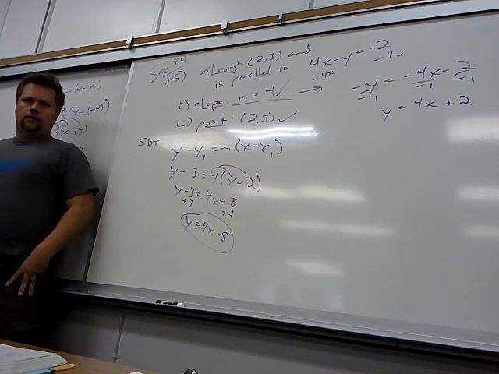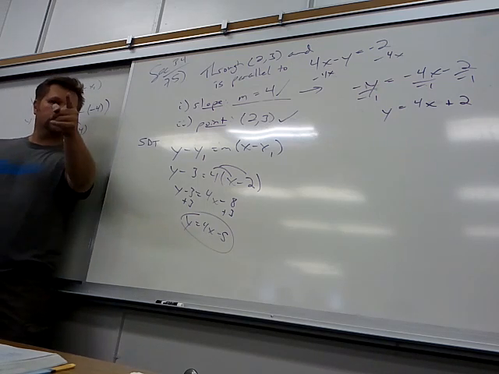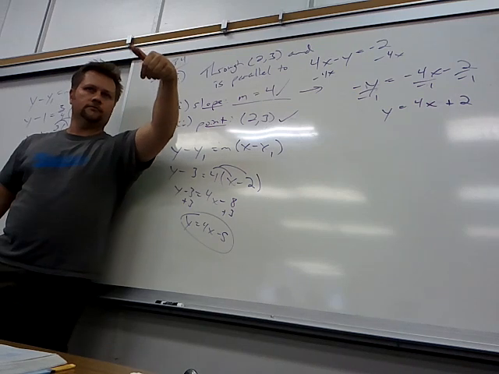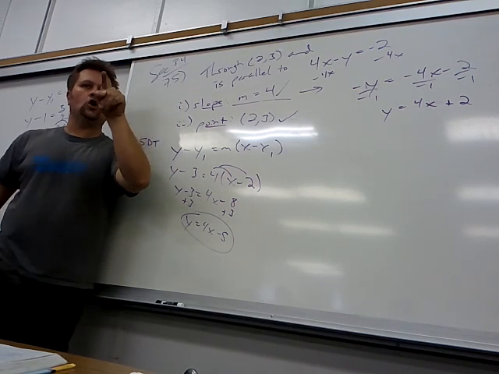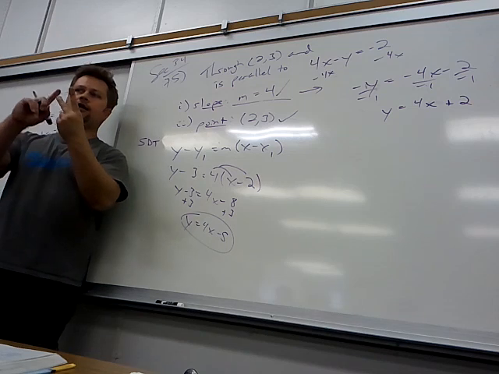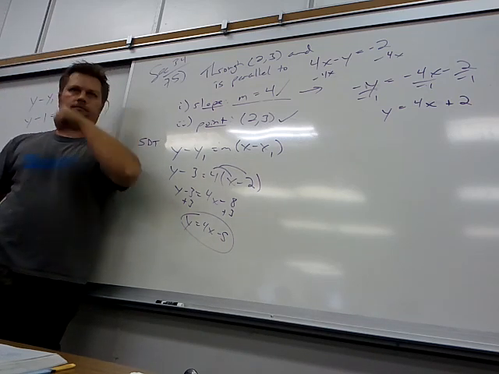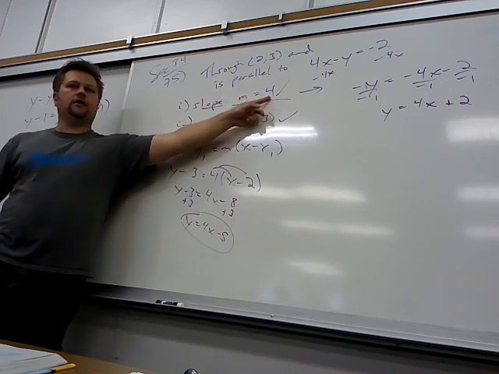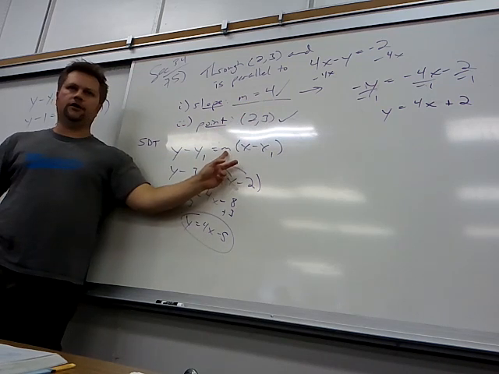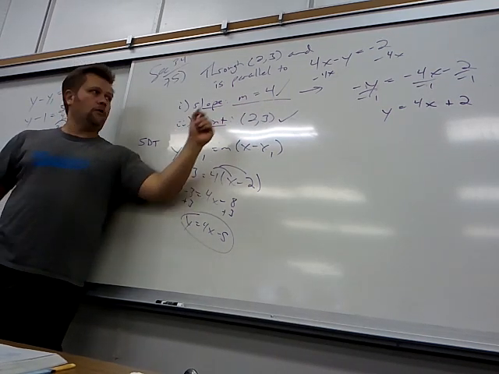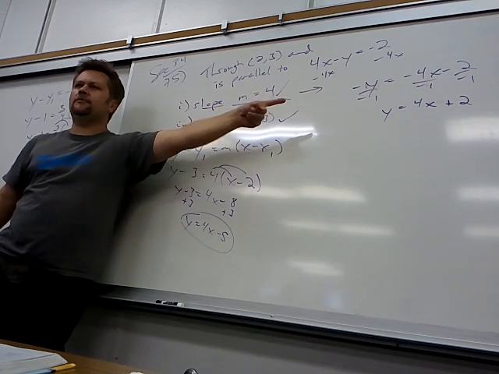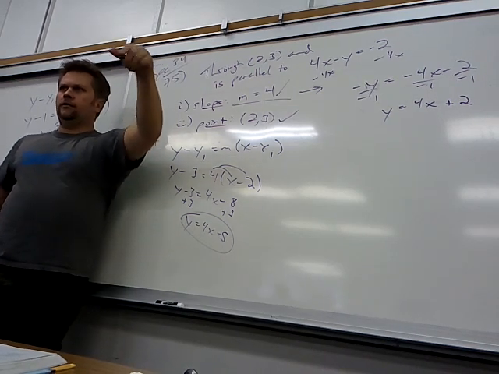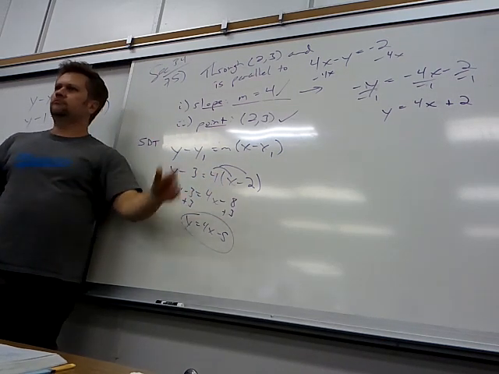If it said through that point and is perpendicular, then m would have been negative 1 over 4. Perpendicular means opposite: you change the sign and flip it. If it had said perpendicular, and some of them do, the slope would have been negative 1/4, and I would have put that here, and it would have been a little uglier. Why was it 4? Because it was parallel, so it's exactly the same.